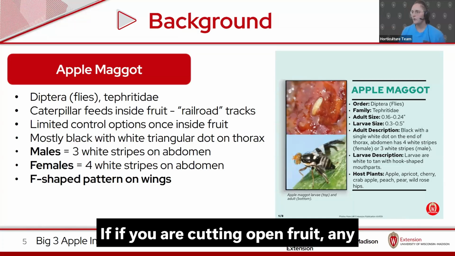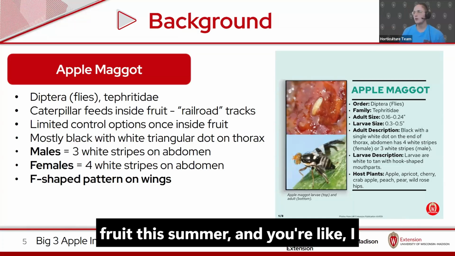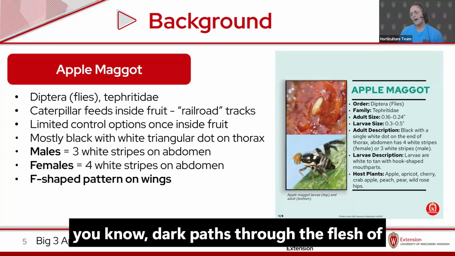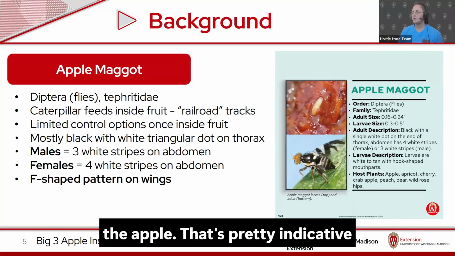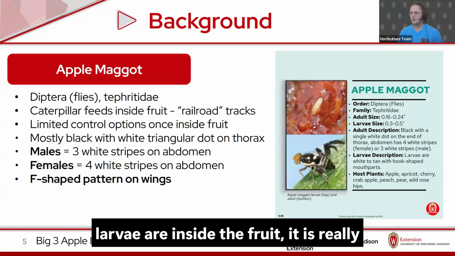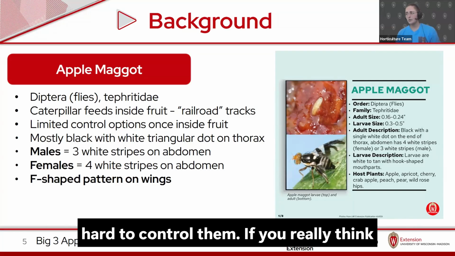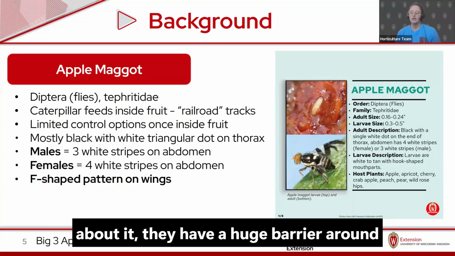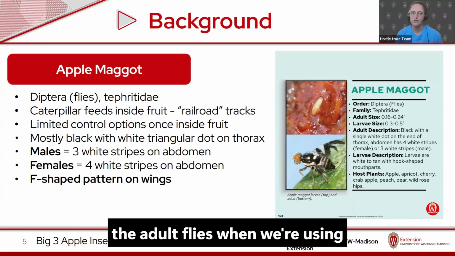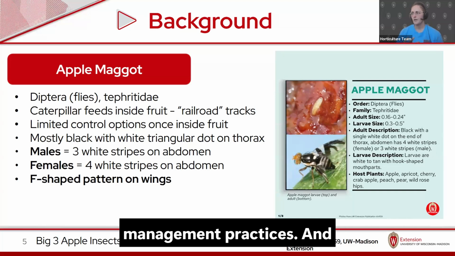Just one way, if you are cutting open fruit, any fruit this summer, and you wonder which one this is: if you see any dark paths through the flesh of the apple, that's pretty indicative of apple maggot. And once the larvae are inside the fruit, it is really hard to control them. If you think about it, they have a huge barrier around them and they're really protected in there. So a lot of times we're targeting the adult flies when we're using management practices.